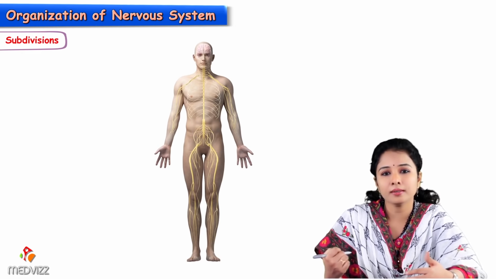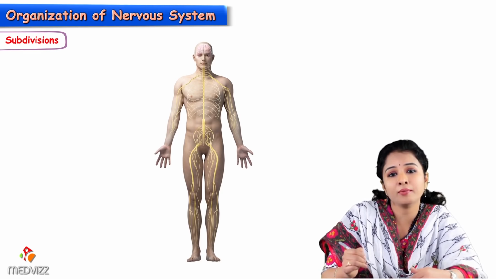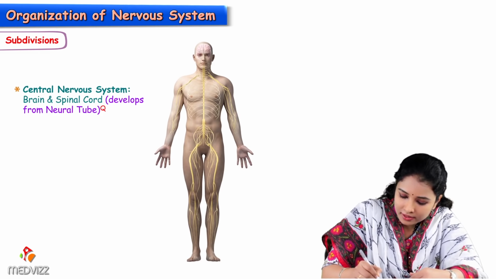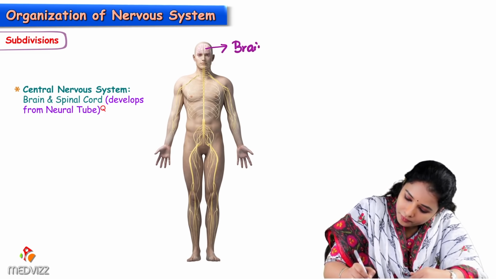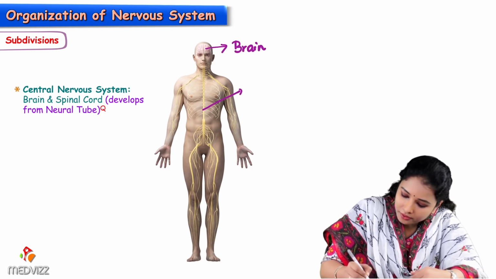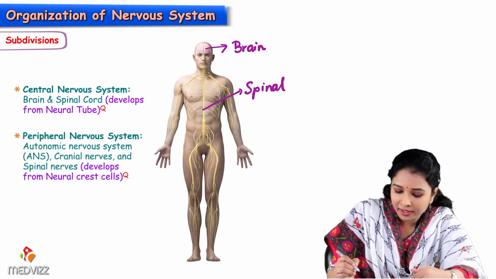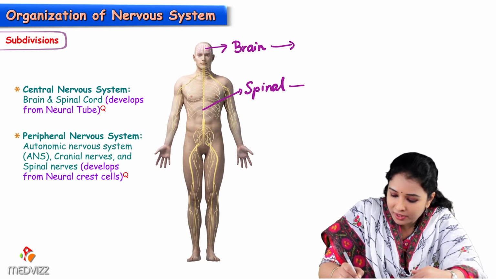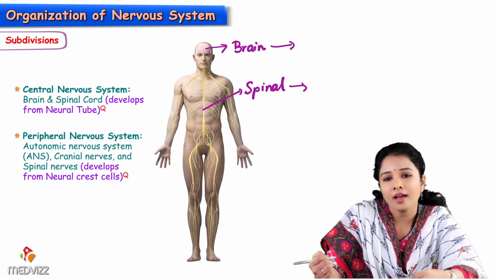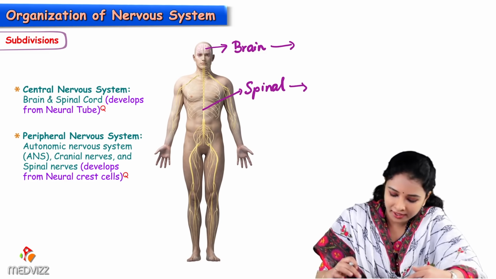So here is the picture of a nervous system where we can broadly divide into central nervous system, which is formed by brain and spinal cord, and peripheral nervous system formed by the cranial nerves which are arising from the brain and spinal nerves which are arising from the spinal cord, and autonomic nervous system. Let's see little more in detail.